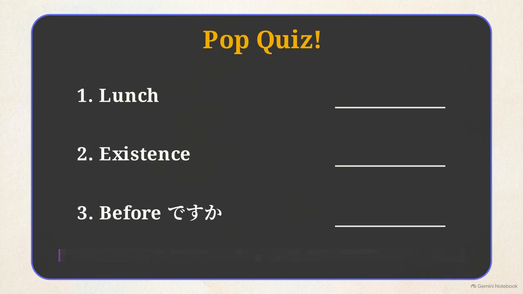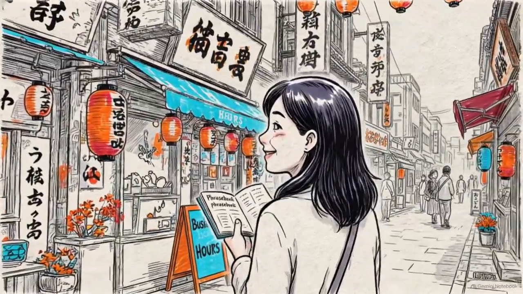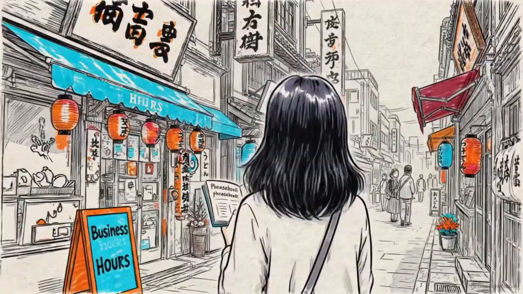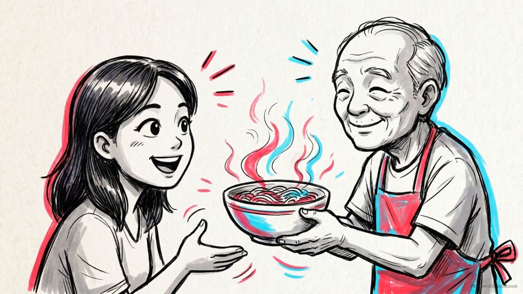Lunch involves direct action, so it's nani o. Existence requires the subject particle, making it nani ga. Before desu ka, it is always nan. Take a screenshot of this frame right now. This is your complete study guide. You now have all of the basic structures needed to identify objects, actions, and purposes in everyday Japanese. Keep these rules handy as you start building your conversational skills.